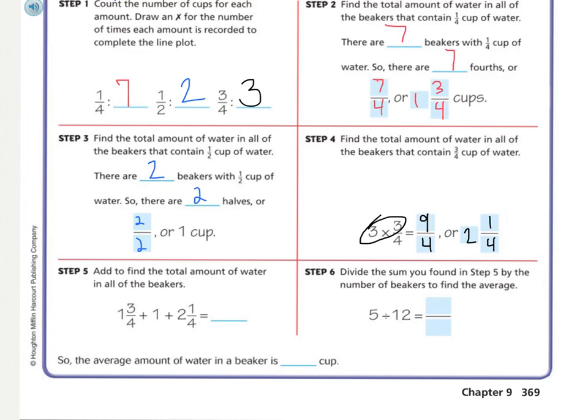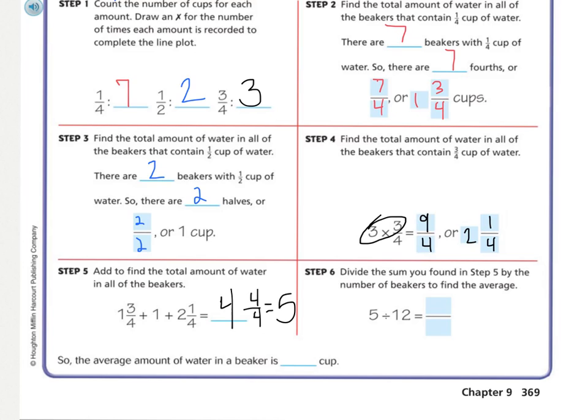So if we add all those together, you could do them vertically, but since we do have the same denominator, we can just add our fractions right over the top. So our fractions would add up to being 4 over 4, and our whole numbers would add up to being 1, 2. So 1 plus 1 is 2, plus 2 is 4. Now remember, 4 over 4 is the same thing as a whole, so that's just another one. So we actually end up with 5.